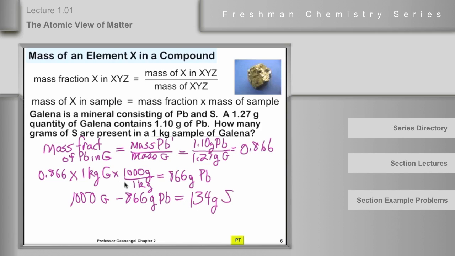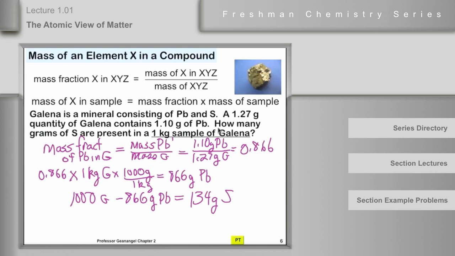Okay, so this illustrates the use of the mass fraction in determining mass quantities from information like we have in this problem. Does anyone have a question on this one? Comfortable with this? Okay, good.